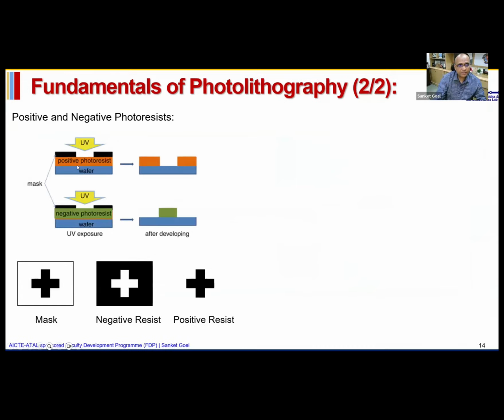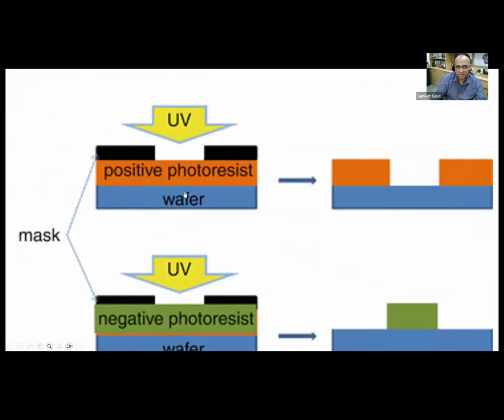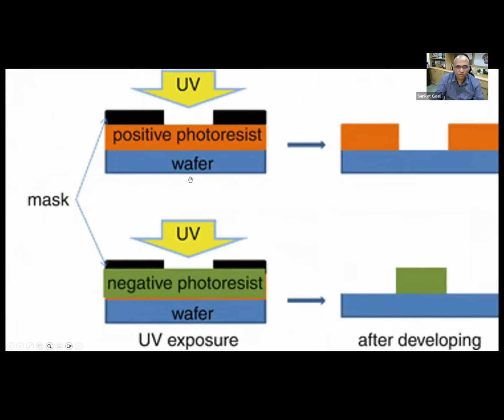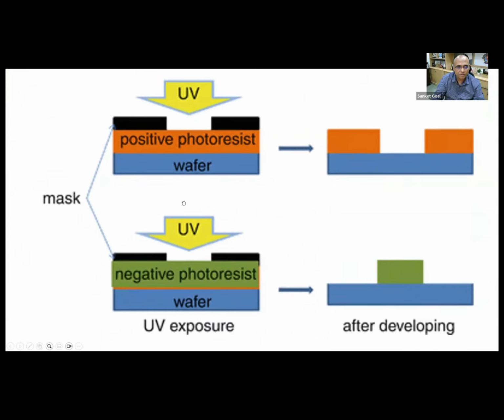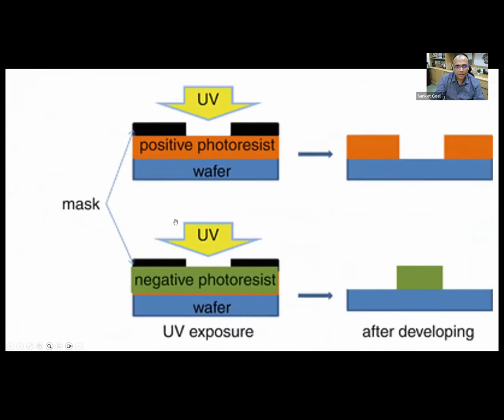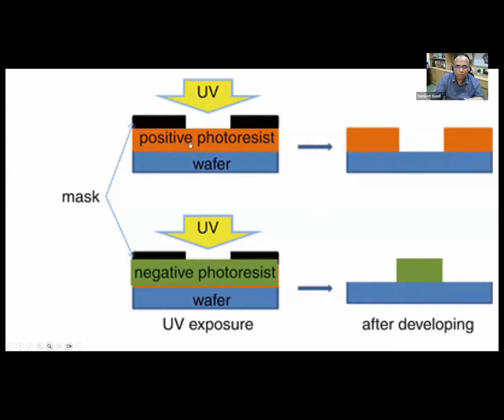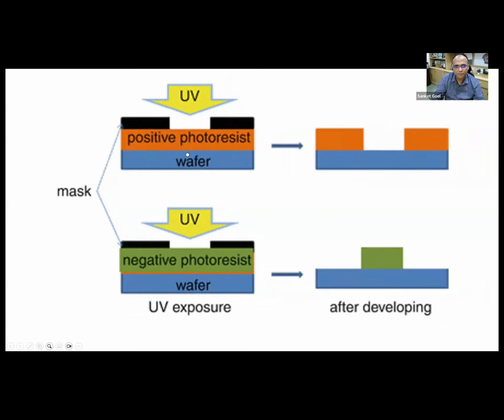And the way the process works, you have a wafer, like a silicon wafer. You create a resist layer. In this case, I'm giving you an example of a top positive photoresist and a bottom negative photoresist. You can see a mask which ensures that UV does not impinge through those black lines in both cases, either positive photoresist or negative photoresist.